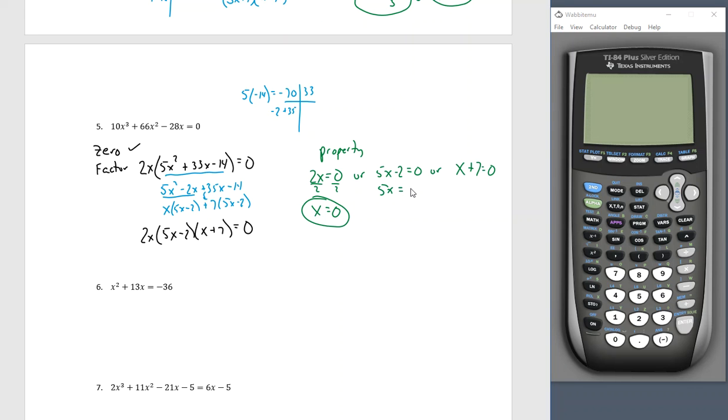If I add 2 to both sides and then divide by 5, I'll get x equals 2/5. We could check that answer. Or if x plus 7 equals 0, I can subtract 7 from both sides and find my answer as well. It's probably good form putting in the "or" because they are options, but they all three work. Right? But those are the only three values of x that will make this equation equal to 0.